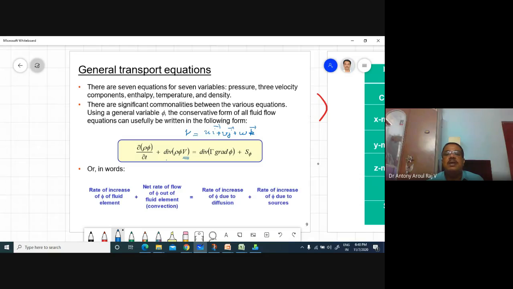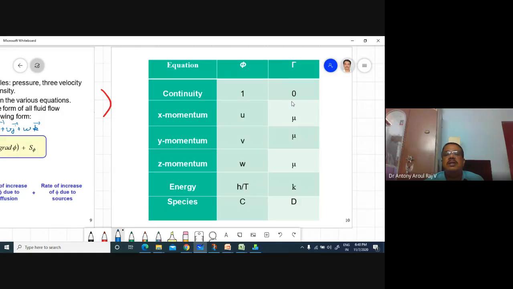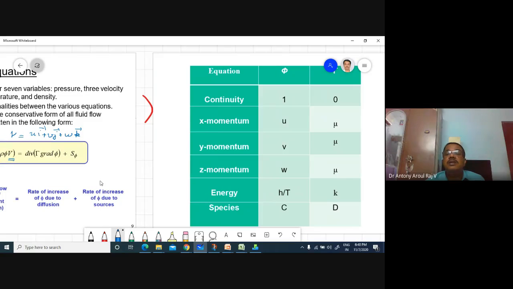Phi is the scalar, and it can be anything. If phi is equal to 1, I will get the continuity equation. If phi is equal to u and gamma is viscosity, I will get the x momentum equation. Similarly, if phi is equal to v and gamma is equal to dynamic viscosity, I'll get the y momentum equation. If phi is equal to w and gamma is dynamic viscosity, I'll get the z momentum equation. If phi is h on the left hand side and T on the right hand side, and gamma is equal to thermal conductivity, I'll get the energy equation. If phi is equal to C and gamma is equal to D, the diffusion mass transfer coefficient, all these are going to be your equations for CFD.